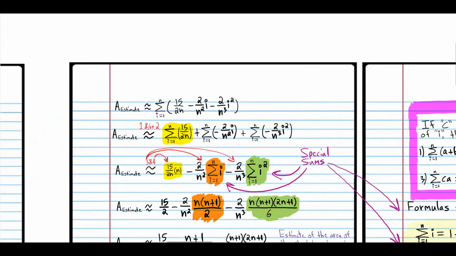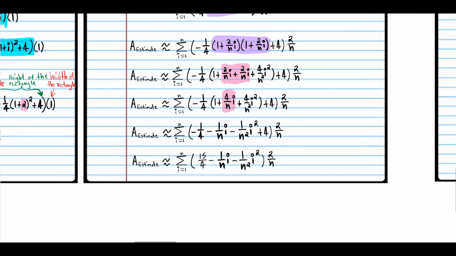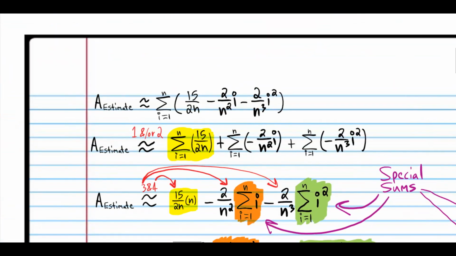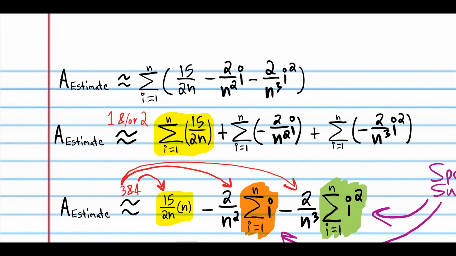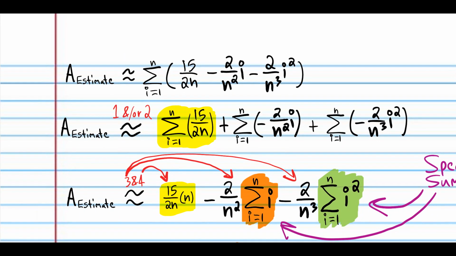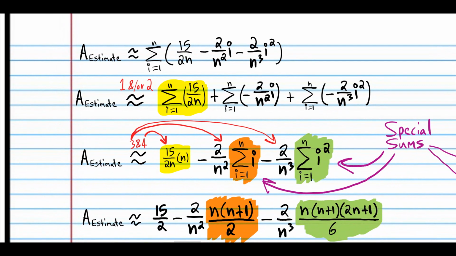So I'm going to distribute 2 over n. When I multiply these, I get 30 over 4n, right? And 30 over 4n reduces to 15 over 2n, and I distribute the 2n until I get here. You can, again, pause the video, rewind the video, and make sure that you understand the basic algebra.